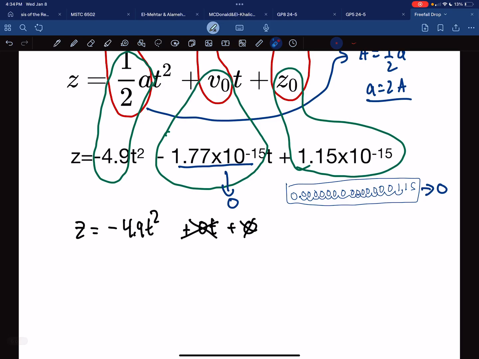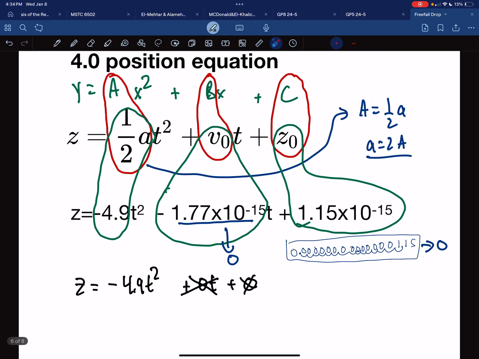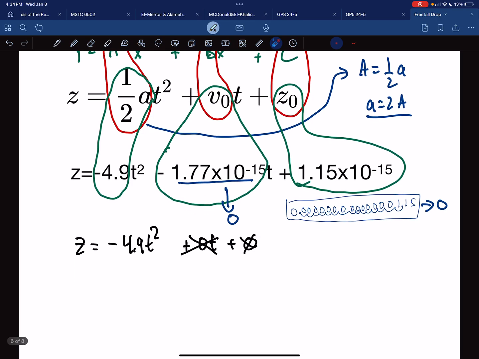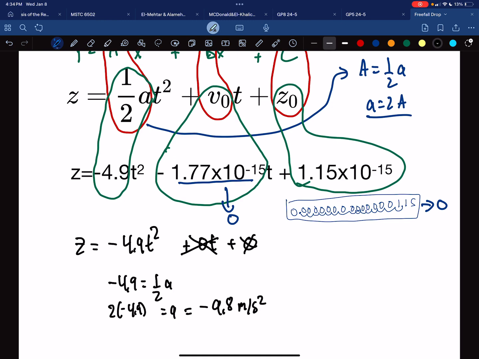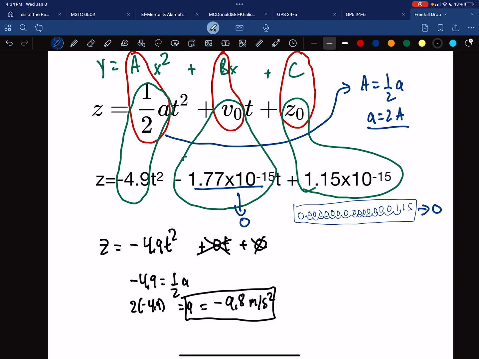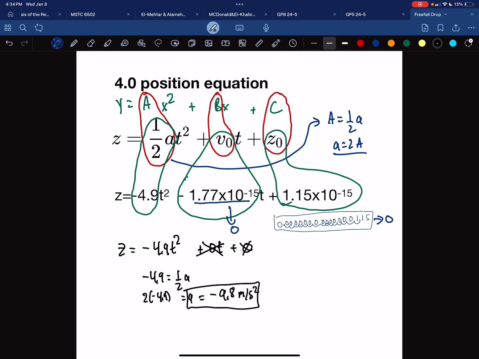Well, what that means is negative 4.9 is 1/2 the acceleration. So negative 4.9 equals 1/2 the acceleration, and therefore the acceleration is twice minus 4.9, and that means it is negative 9.8 meters per second squared. And that is the position equation, how it connects to the general form of a parabola, how to interpret the coefficients when we have data, and it gives us a trend line.